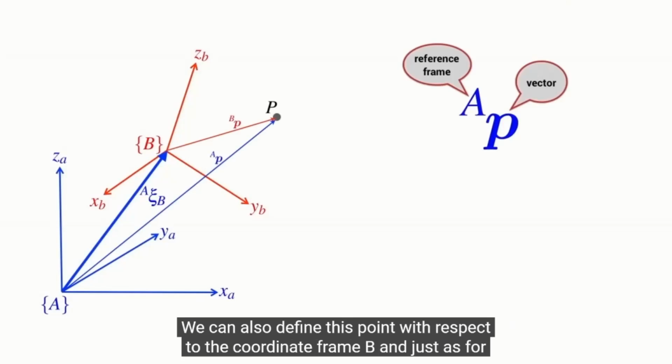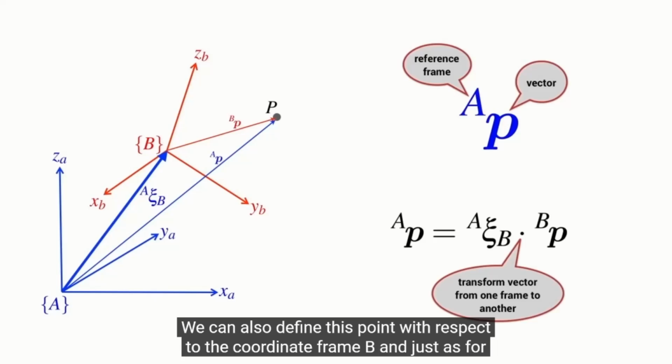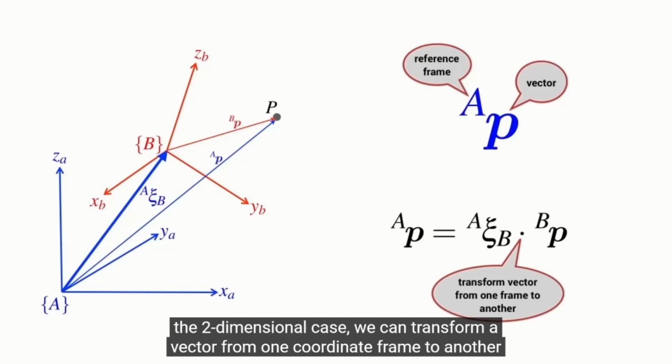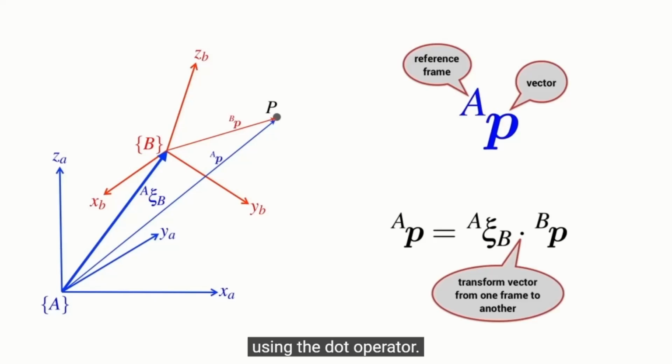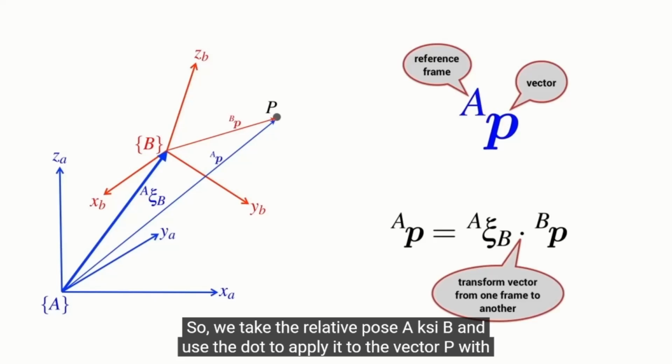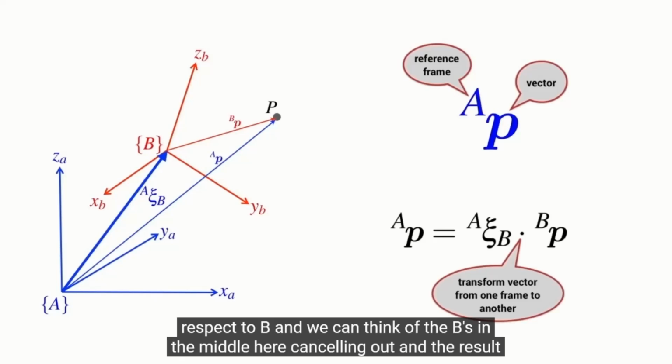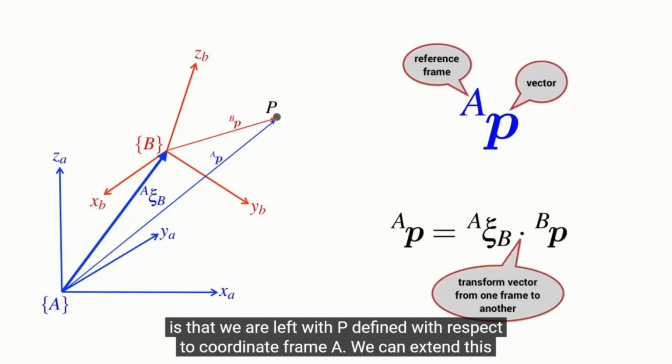We can also define this point with respect to the coordinate frame B. And just as for the two-dimensional case, we can transform a vector from one coordinate frame to another using the dot operator. So we take the relative pose A psi B and use the dot to apply it to the vector P with respect to B. Now we can think of the B's in the middle here cancelling out, and the result is that we are left with P defined with respect to coordinate frame A.